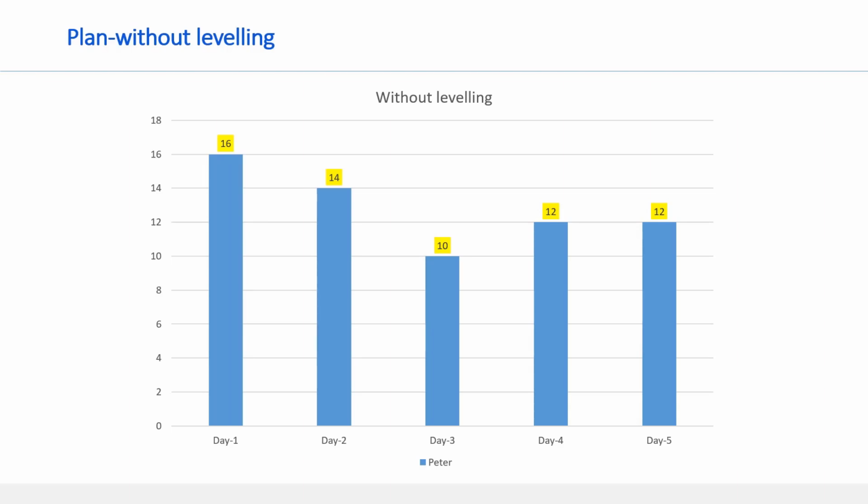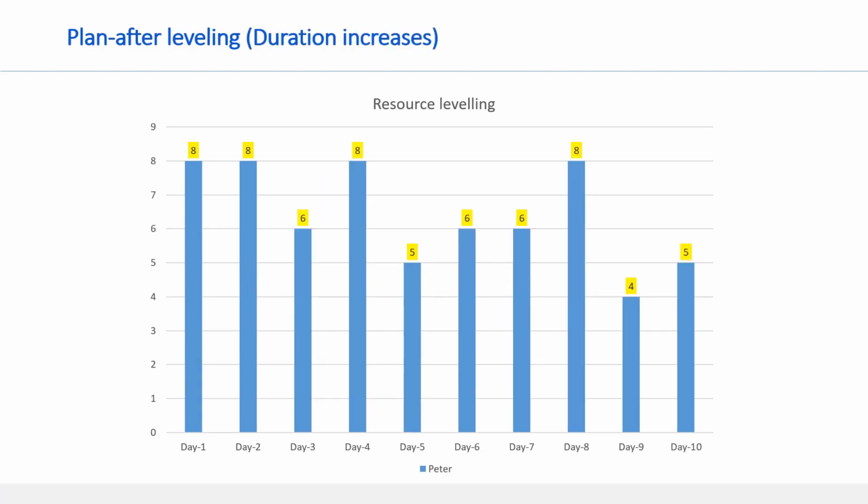To complete all the activities in 5 days, Peter has to work more than 8 hours in a day. In some days, for 16 hours, which is not possible. So, you have to take it off. Let's see how to address it using resource leveling.